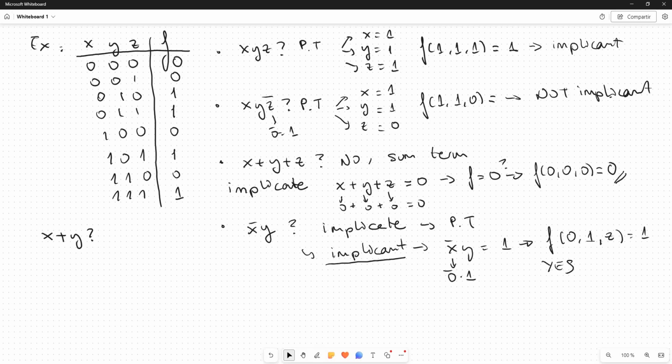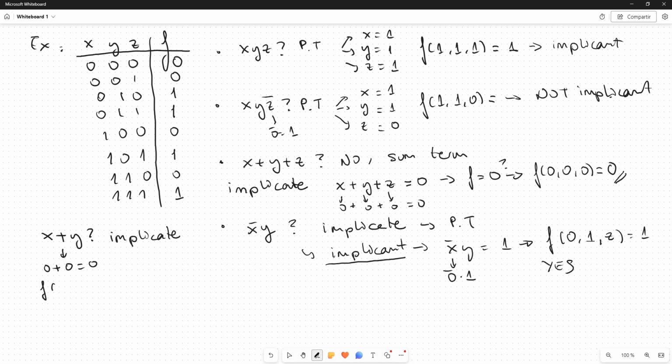Is an implicant an implicate? It's not an implicant because this is a sum term. So as a sum term, it can maybe be an implicate. Remember that we are working with zeros now. So the only way of this being 0 is just this: 0 plus 0 is 0. Otherwise, that sum term is going to be 1.